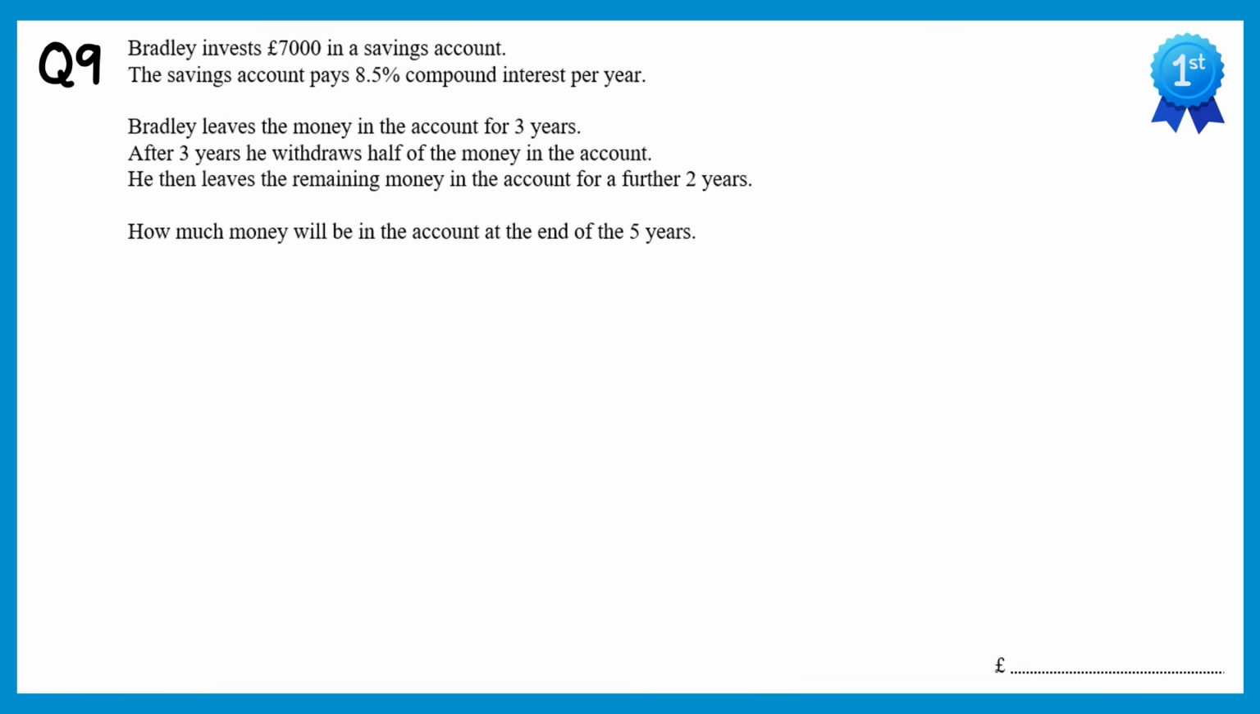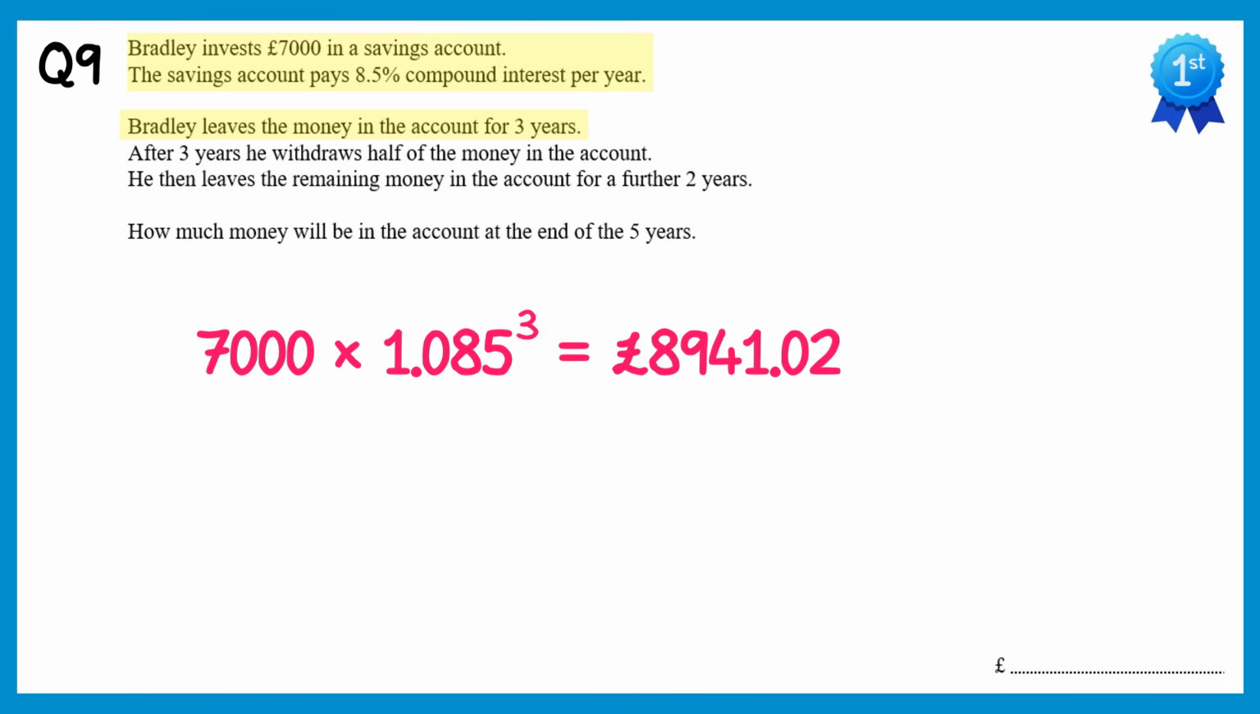In this question, we've got Bradley who's going to invest £7,000 at 8.5% compound interest. And we're told he also leaves it in for 3 years at first. So let's work out how much would be in the account after 3 years. So we've got £7,000. The interest rate is 8.5%, so that corresponds to a multiplier of 1.085. And since he's going to leave it in there for 3 years, we write this to the power 3. If you type that into your calculator, it'll give you this value here.